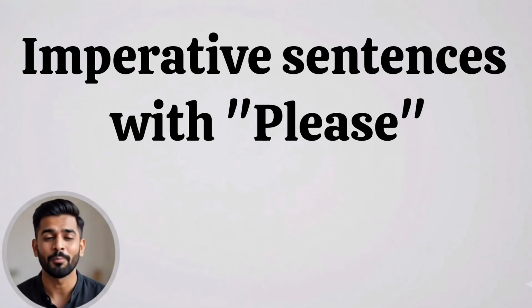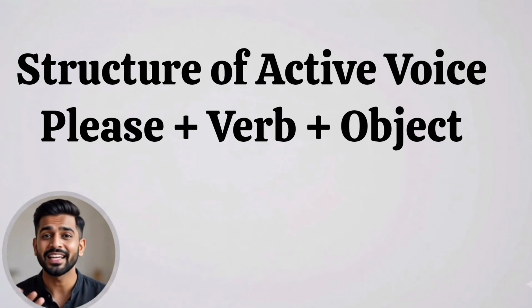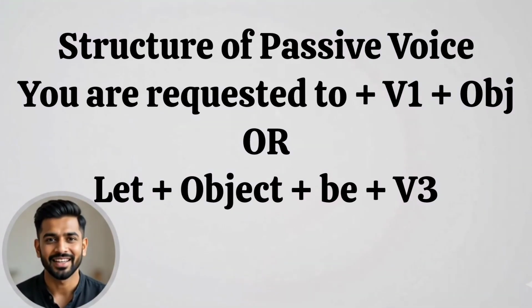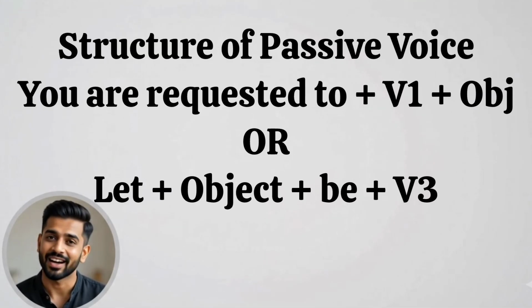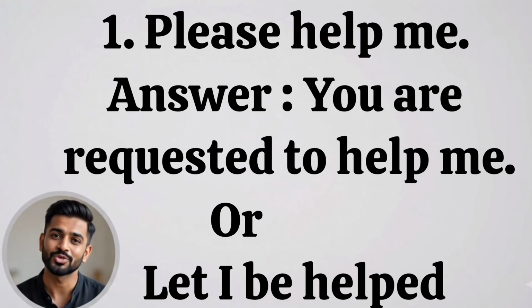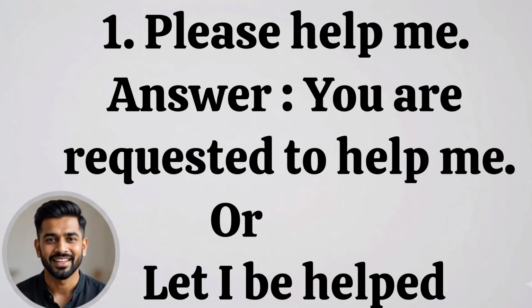Imperative sentences with please. Structure of active voice: please plus verb plus object. Structure of passive voice: you are requested to plus V1 plus object, or let plus object plus be plus V3. 1. Please help me. Answer. You are requested to help me, or let me be helped.